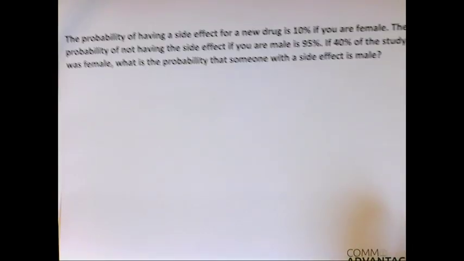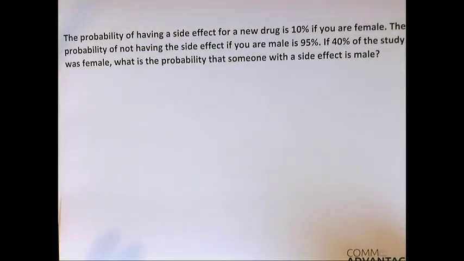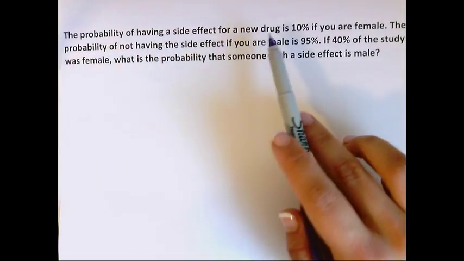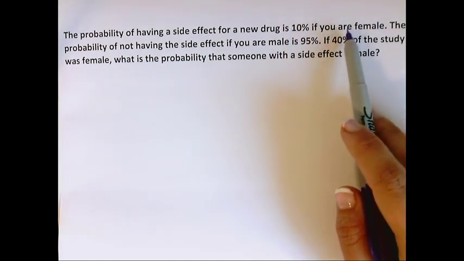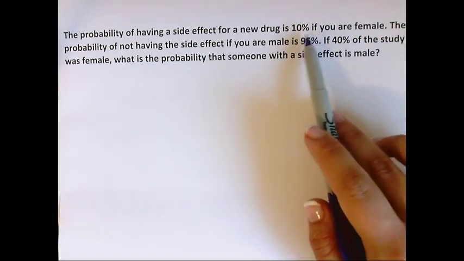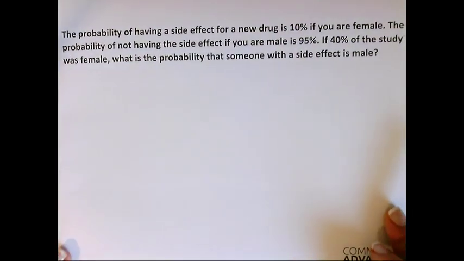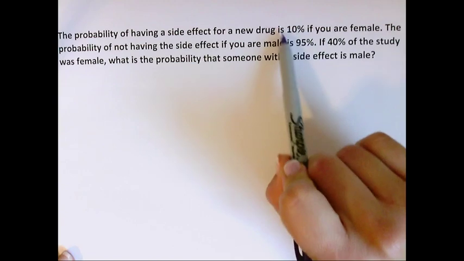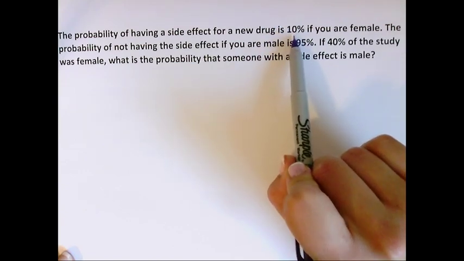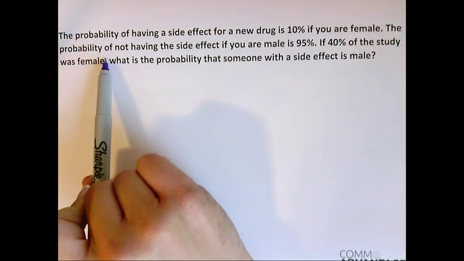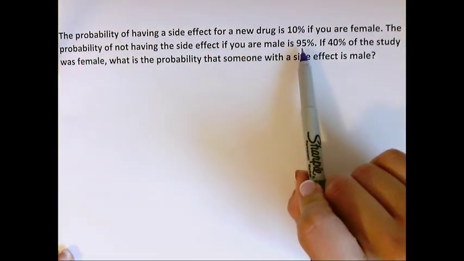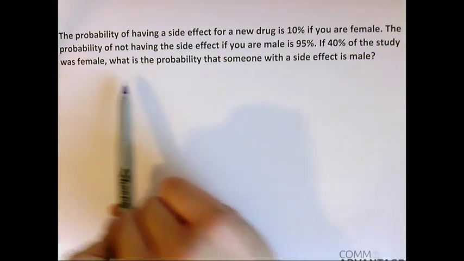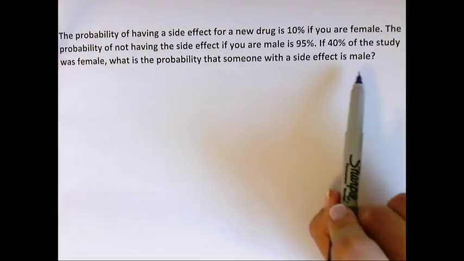So here I have an example where we have a side effect. The probability of having a side effect for a new drug is 10% if you are female. As soon as I see that, I'm like, oh, that is a conditional probability. This is telling us that if I'm female, the probability of having a side effect is 10%. The probability of not having a side effect if you are male is 95%. If 40% of the study was female, what's the probability that someone with a side effect is male?